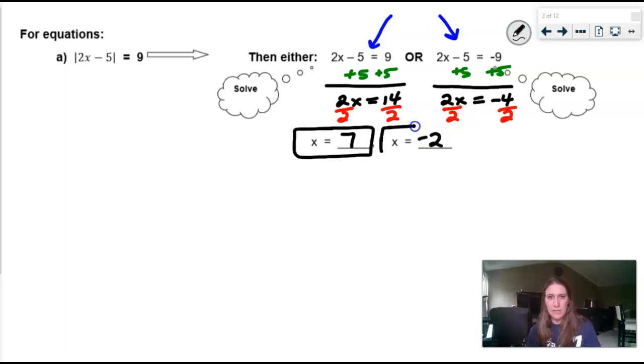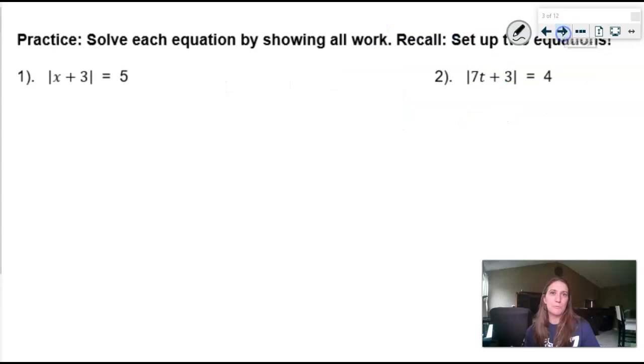So then this would be a good time to ask yourself, well, which one is the right answer? And the answer is they're both the right answer. These questions will give you two solutions. There's one exception, well, two exceptions to that as far as special cases go, but typically you're going to get two solutions. You can always plug them back in to make sure they work.